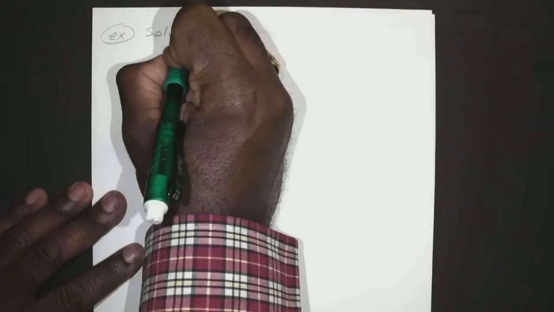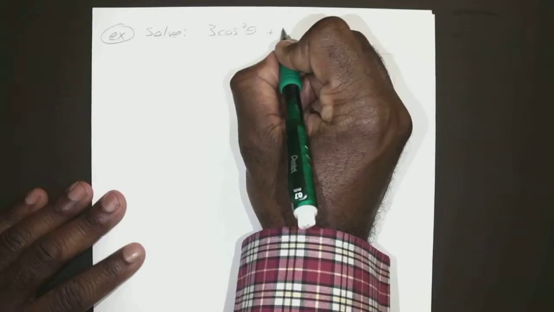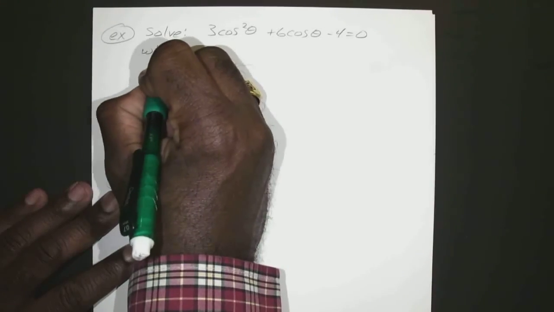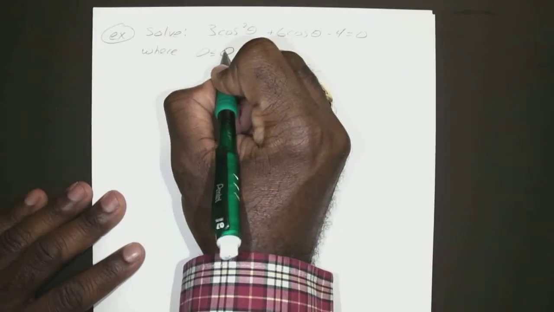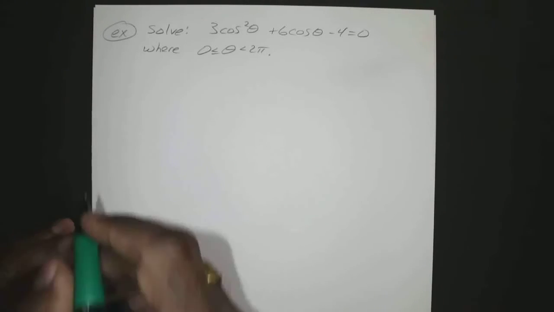All right, so let's say for our next example, if you want to solve 3 cosine squared theta plus 6 cosine of theta minus 4 equals 0, where theta is between 0 and 2 pi. Okay, so again, first thing I'm going to do, just to make it easier, is replace cosine of theta with a variable.